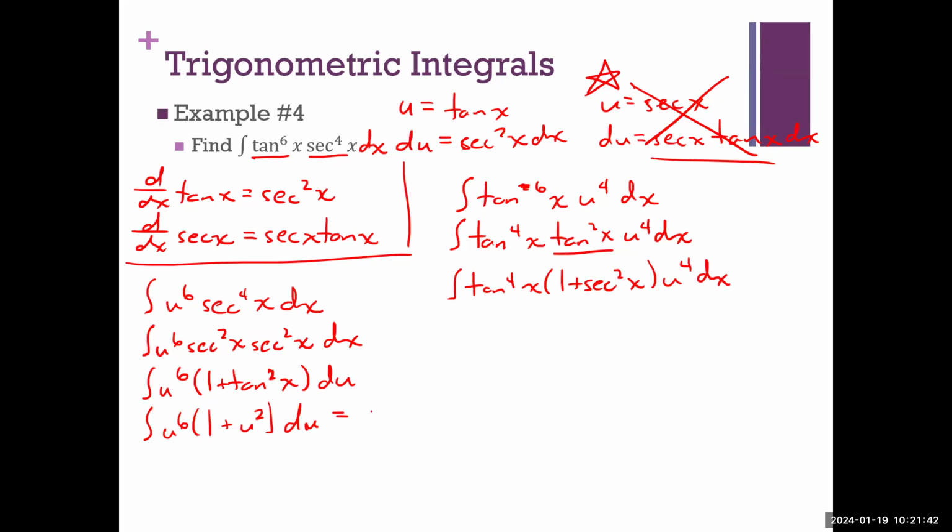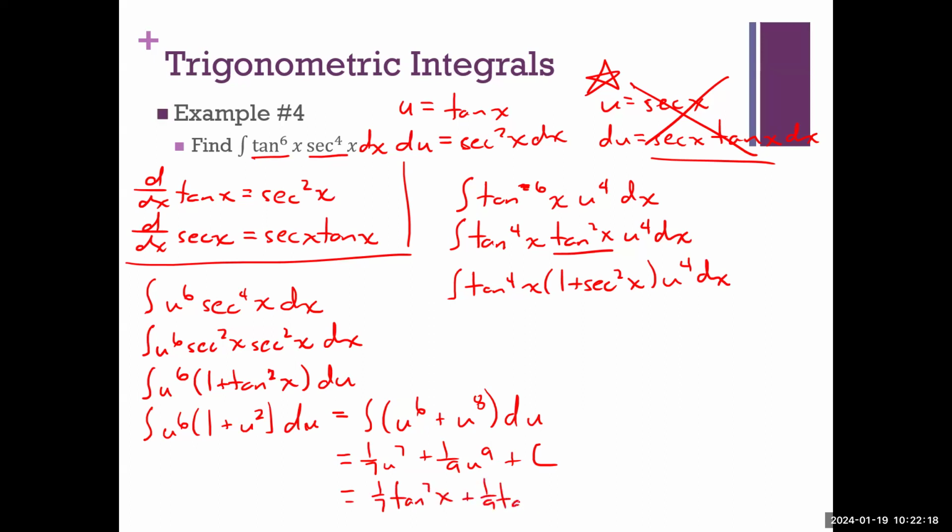1/7 plus 1/8. Okay, so let's do this first. The integral of u to the sixth plus u to the eighth du, and that's equal to what? 1/7 u to the seventh plus 1/9 u to the ninth plus c. And then what's our u? What I can't remember what we did. Tangent, right? Just tangent. Oh yeah, so it's 1/7 tangent to the seventh of x plus 1/9 tangent to the ninth of x plus c.